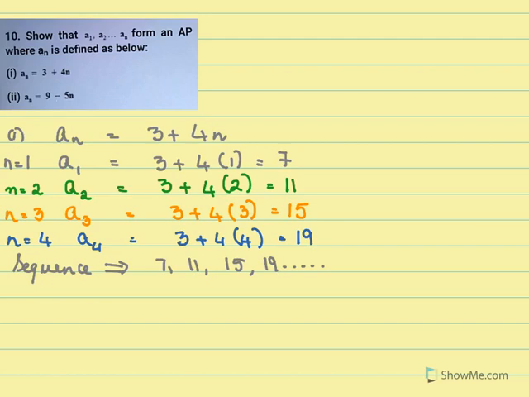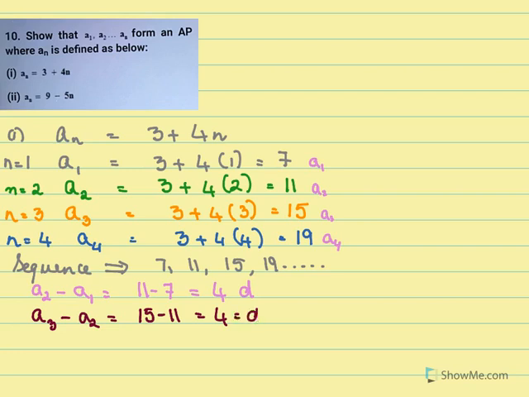How do I determine if it's an AP? I've got to find the common difference. So let me first find the common difference among the first two terms. So the first two terms, like we do now, A2 minus A1. So this is my A1, this is A2, A3 and A4. So A2 minus A1 is 11 minus 7, which is 4. So this is one difference. Then let's find the next difference, that is A3 minus A2, which will be now 15 minus 11, and that is also equal to 4.